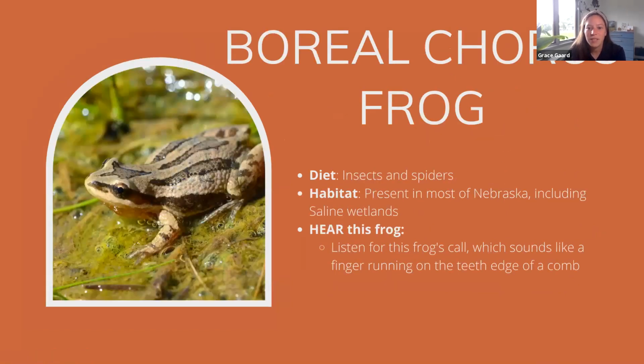And then one other species for this wetland type, the saline and alkaline wetlands. Again, another one that you might actually find across Nebraska, but definitely would be found in the saline wetlands, is the boreal chorus frog. They'll eat insects and spiders and maybe other small creatures like that. They've got a really unique call that sounds kind of like when you take one of those combs with lots of teeth in it and you run your finger kind of hard down those teeth. The sound that makes is kind of what their sound is like.